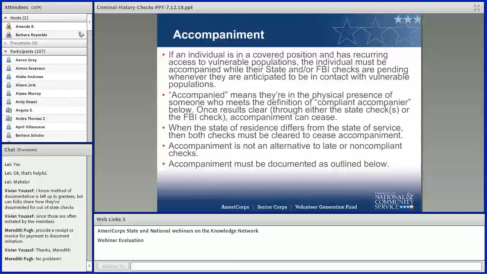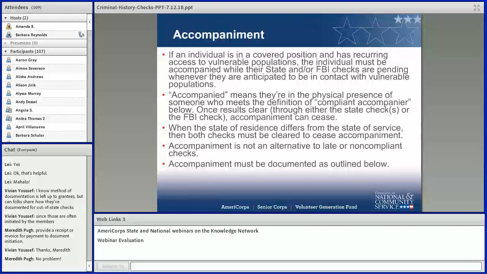Let's talk about accompaniment. I've mentioned this before, and if any of you are doing accompaniment, you know that it can be a really big deal. And again, you're doing accompaniment if you have not gotten the results back of an individual, so you don't actually know if they're a convicted murderer or a sex offender. If by any chance they are, even if you've done all the checks on time, even if you've been doing accompaniment, that person is ineligible and you have to repay all the costs.